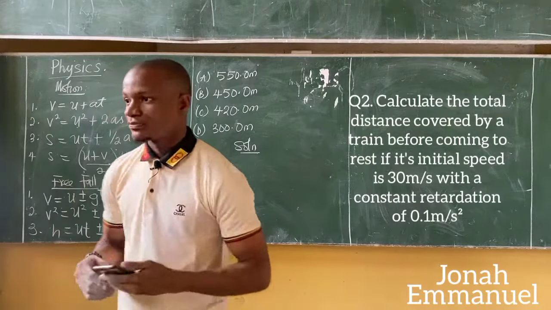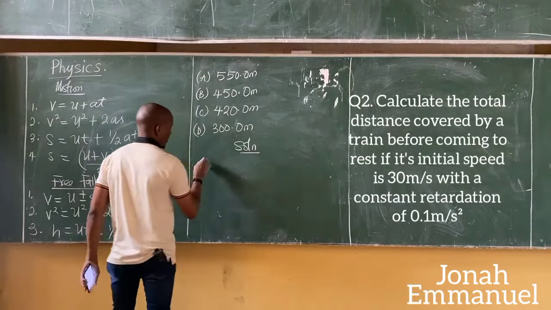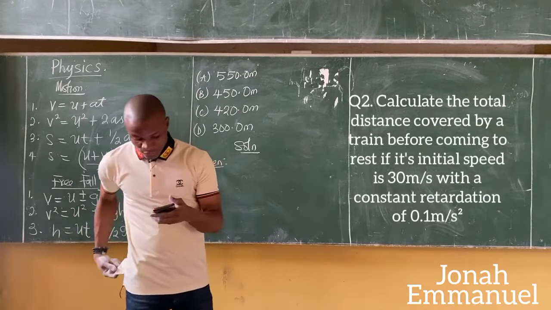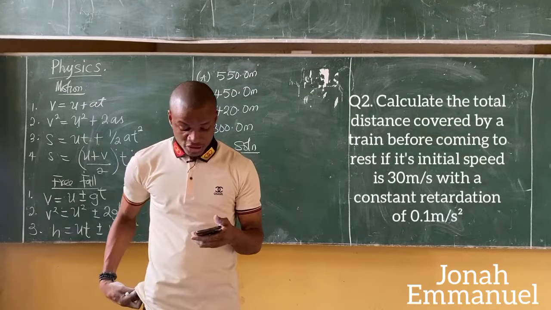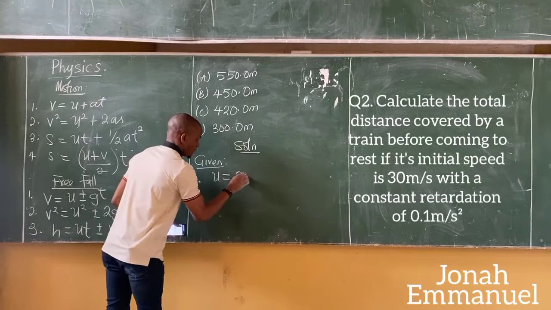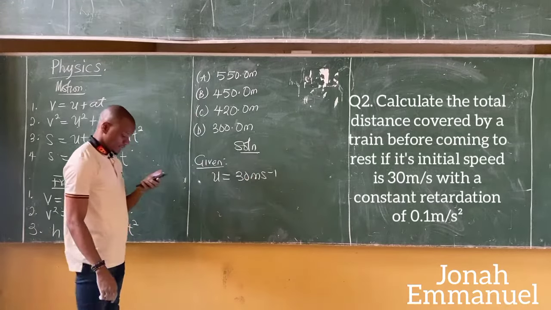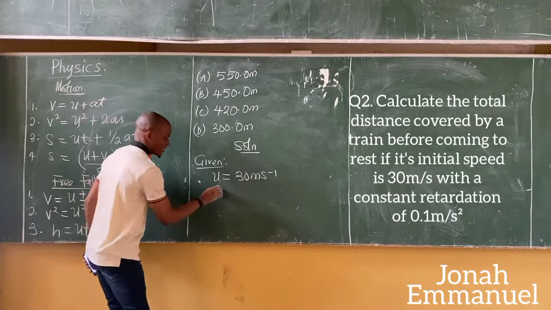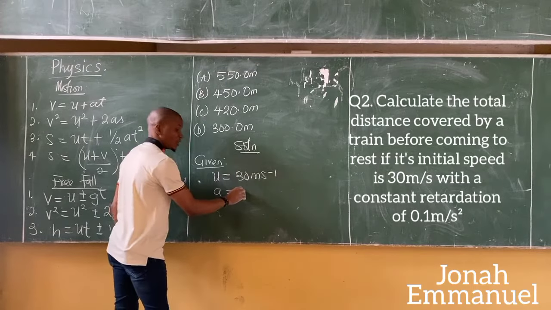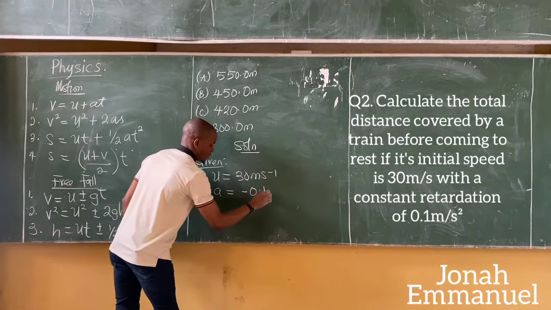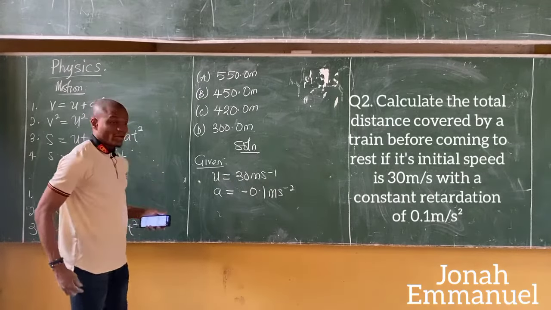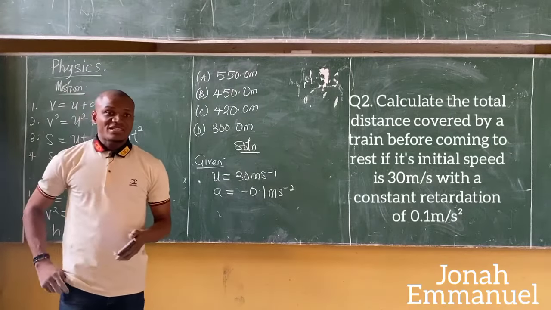Let's get the solution. First things first, list out what I'm given. So let's see our given parameters. Initial speed. So I'm given u as how many there? 30 meters per second. What else? Retardation. That's a. Minus retardation, minus what there? Is there any time you're taking for there?